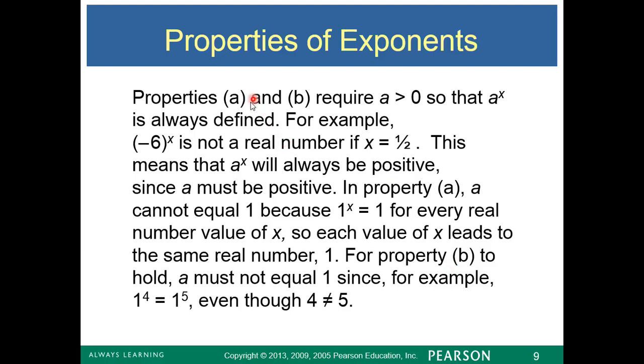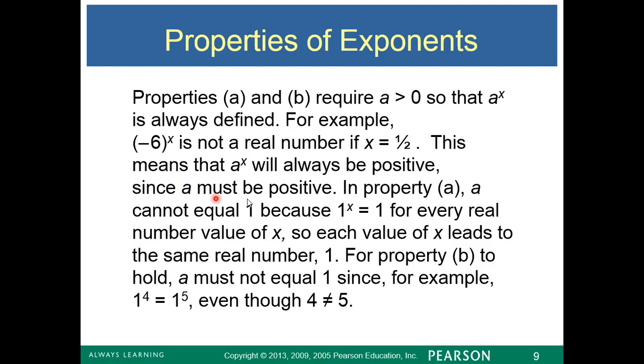Okay, so properties a and b require that a has to be greater than 0, so that a to the x is always defined. For example, negative 6 to the x is not a real number if x is 1/2, right? Because you can't take the square root of a negative number. This means that a to the x will always be positive.